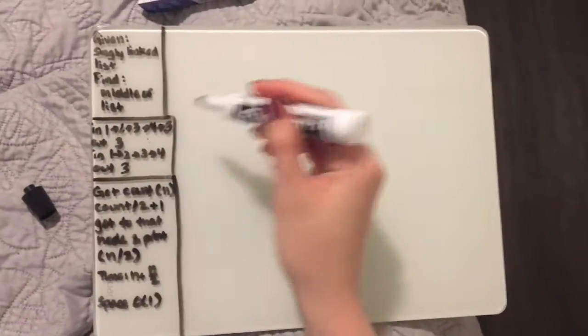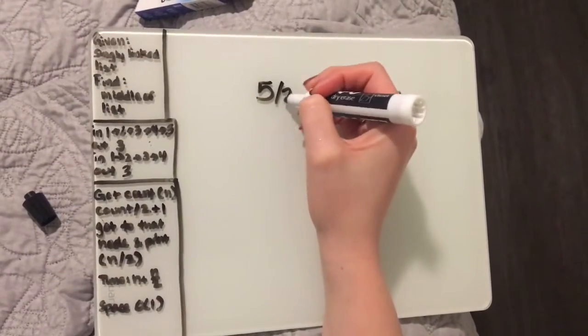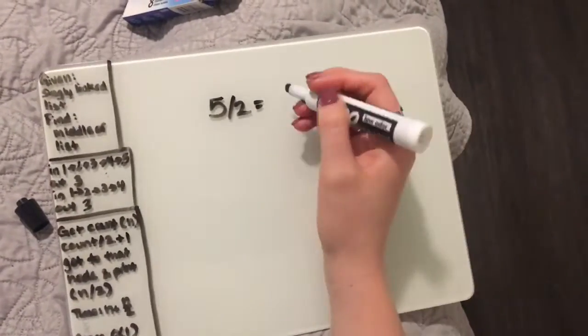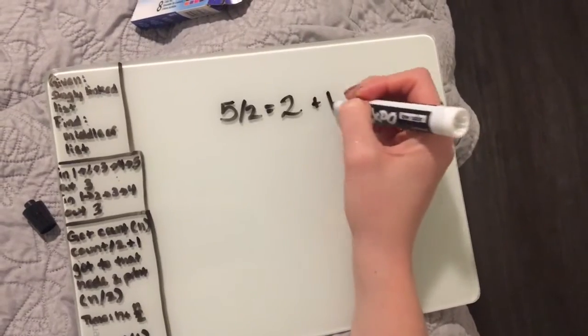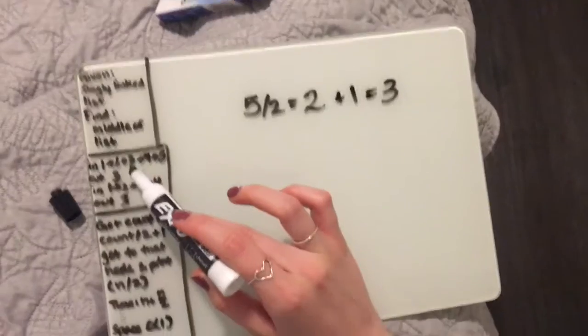by using the count function, or if that's not allowed, going through it and incrementing a counter each time you get to a node that isn't null. Then dividing the counter by 2 plus 1. So when there are 5, 5 divided by 2, we're going to get 2 plus 1 equals 3. So we would go to the third node.